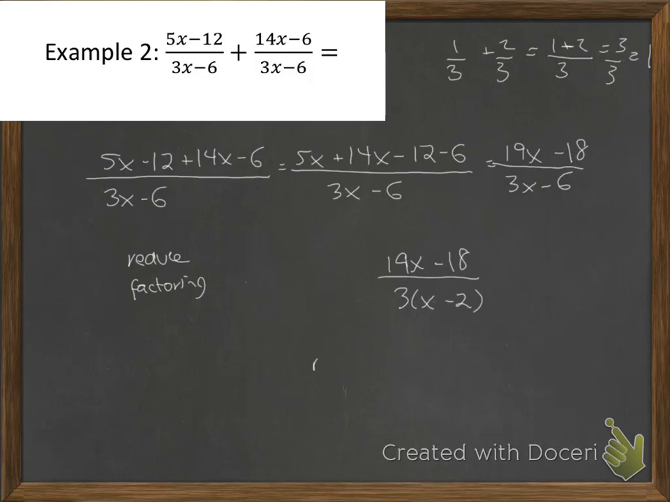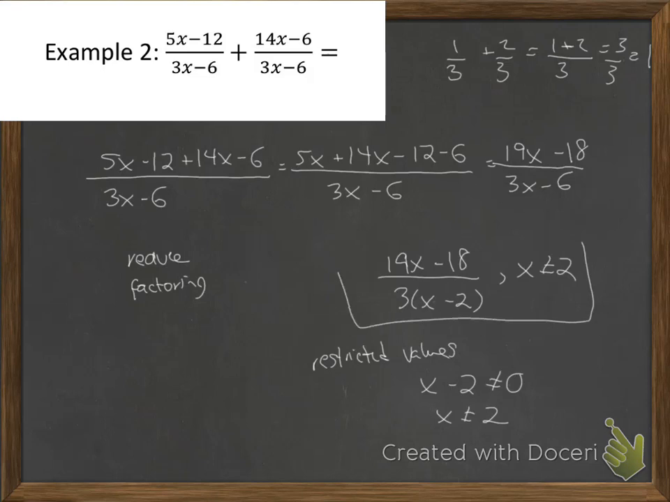Now, I still want to remind you of your restricted or excluded values. I used the term restricted and excluded interchangeably. So remember, we cannot divide by 0, so x cannot be equal to 2. We'll make a note of that right here. So this will be our final answer. And again, because you can't reduce it, if you were to give this as a final answer without factoring out the 3, I think that would be okay because, again, factoring out the 3 isn't getting you any closer to your solution.